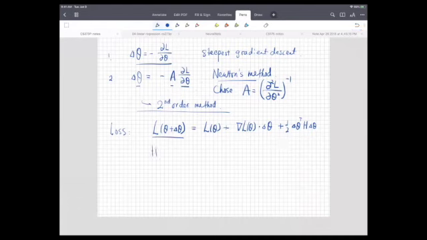Hessian here is equal to the second order derivative with respect to the parameters.